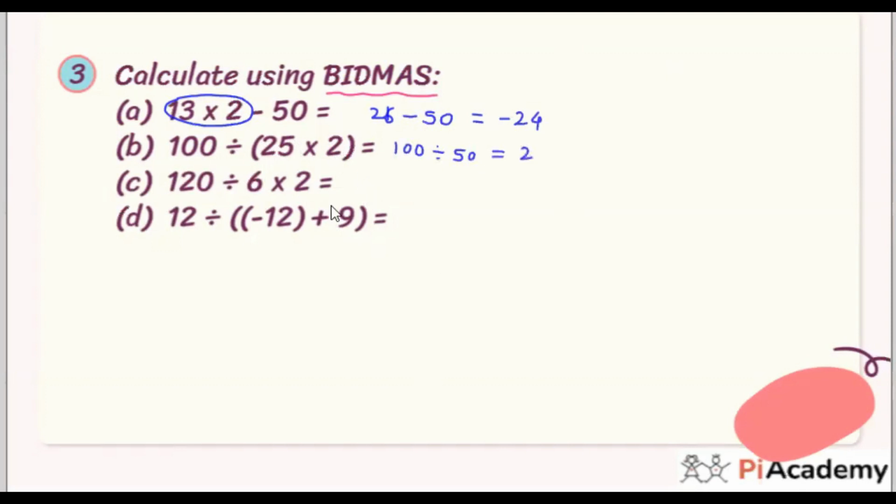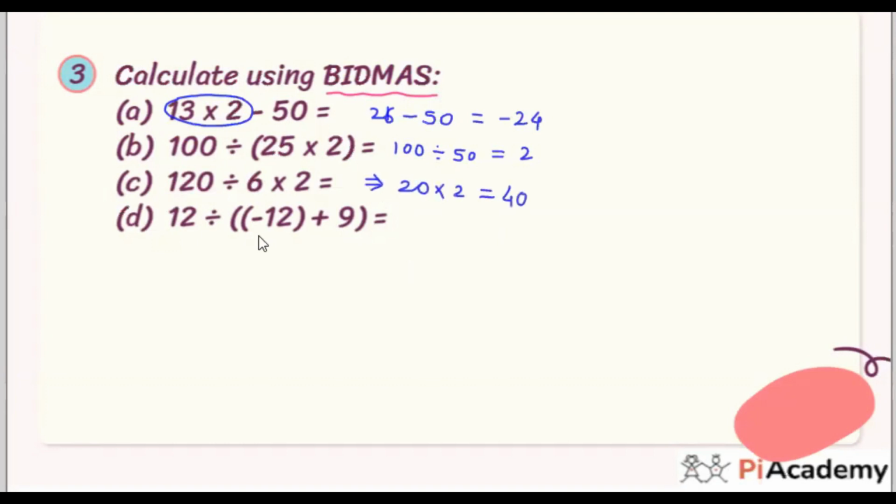Now let's talk about the next question. This is 120 divided by 6. As per the BIDMAS, you have to divide first. So 120 divided by 6, that is 20, right? You solve that first, and then you have the 20 times 2. So this is 40.